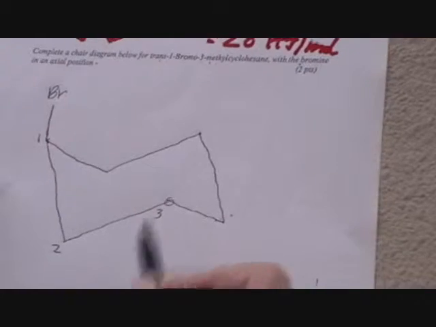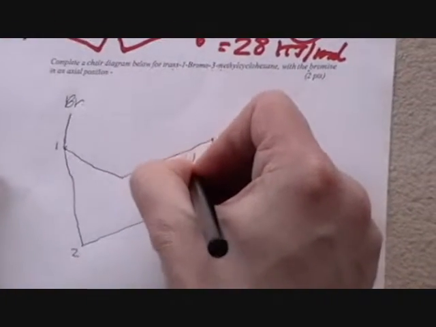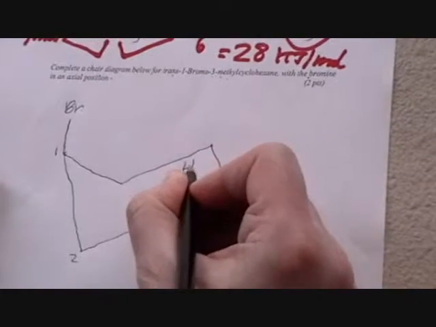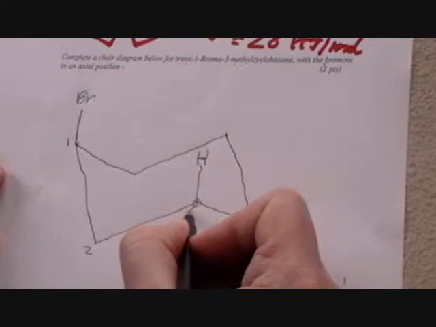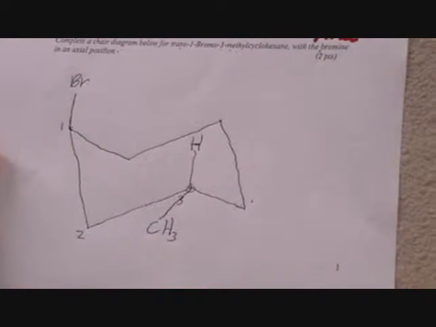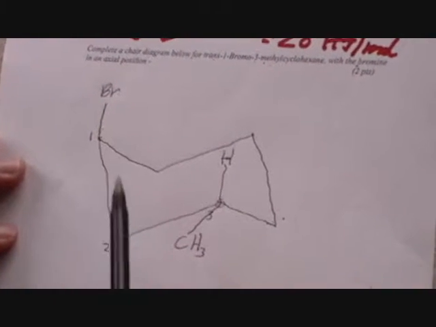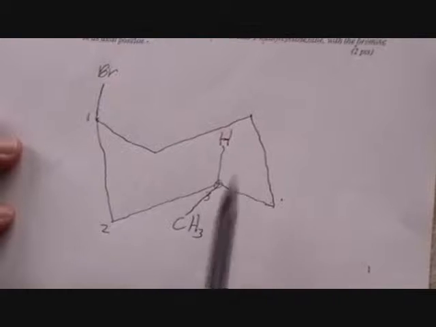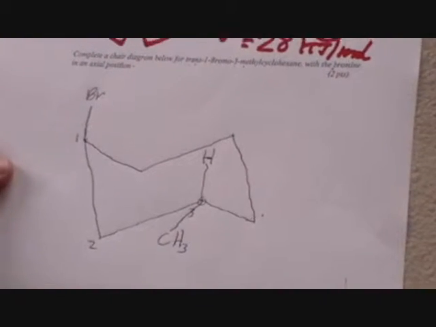So to get it into a trans position, remember we have an axial hydrogen here pointing up. So the trans position on this carbon has to be the equatorial here, which is sloping slightly down from the plane of the ring. So it gives us a 1-bromo-3-methylcyclohexane, and they're in a trans configuration to each other.